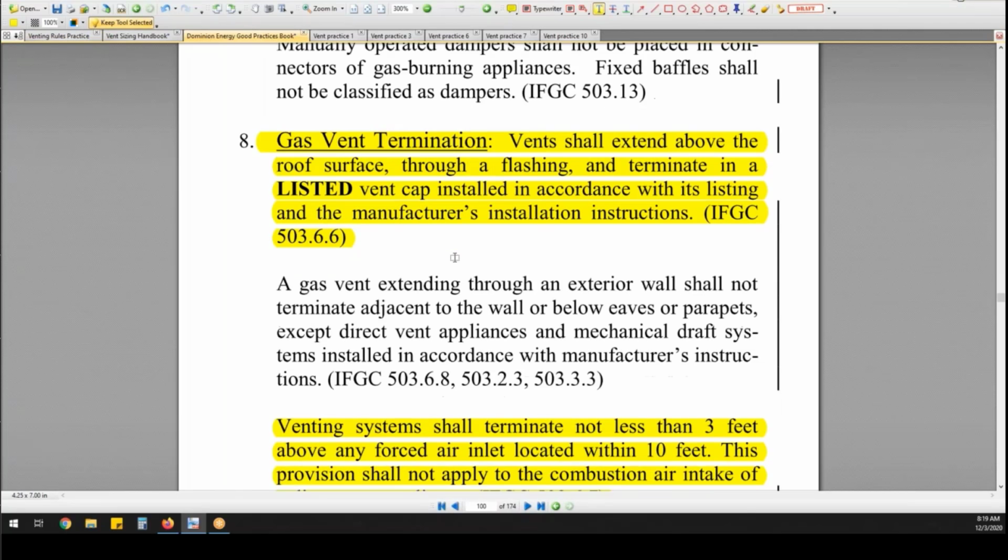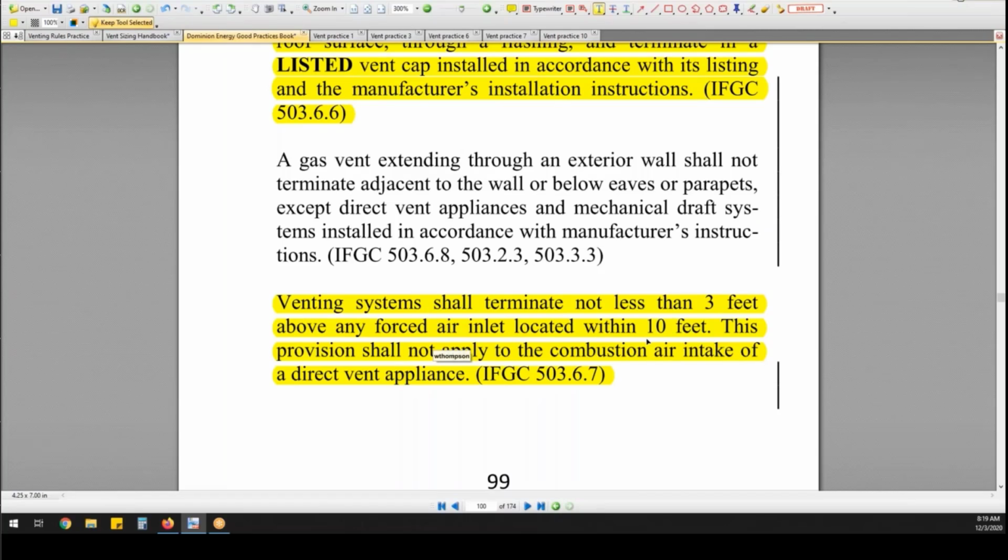No less than 3 feet above a forced air inlet located within 10 feet. Within 10 feet of a swamp cooler or any other mechanical air intake, you've got to be 3 feet above it, okay? But also note this provision shall not apply to the combustion air intake of a direct vent appliance, okay? So there is an exception there.